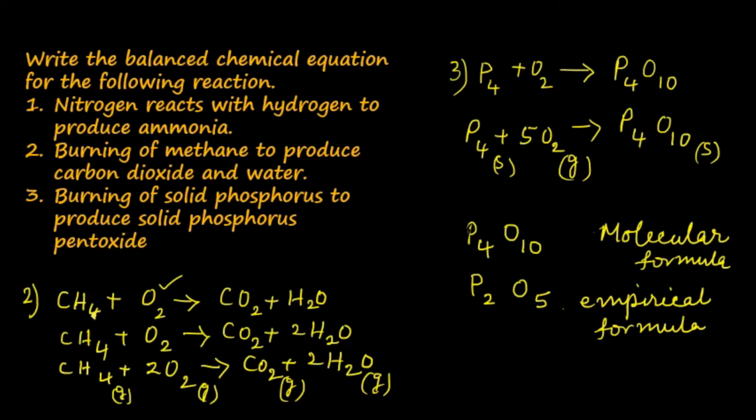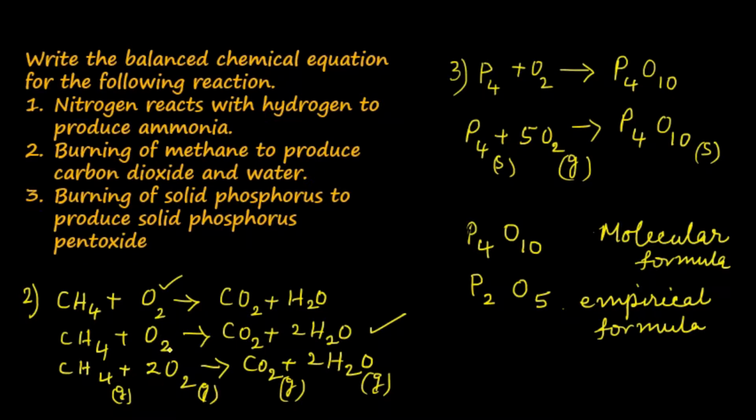Let us take up hydrogen atom. There are 4 hydrogen atoms on the left hand side but only 2 hydrogen atoms on the right hand side. So multiply water by 2. CH4 plus O2 gives CO2 plus 2H2O. Hydrogen is balanced.